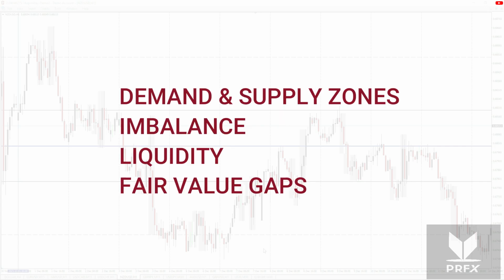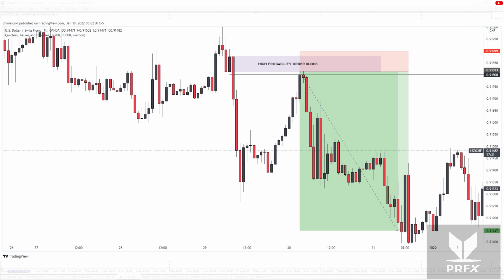These words have become some of the most popular buzzwords on YouTube. Order blocks, fair value gaps, imbalances, demand and supply zones. But how do you operate with certainty and high probability using order blocks? And that's the point here. And in talking about this, I will talk about two points which I want you to take note of.